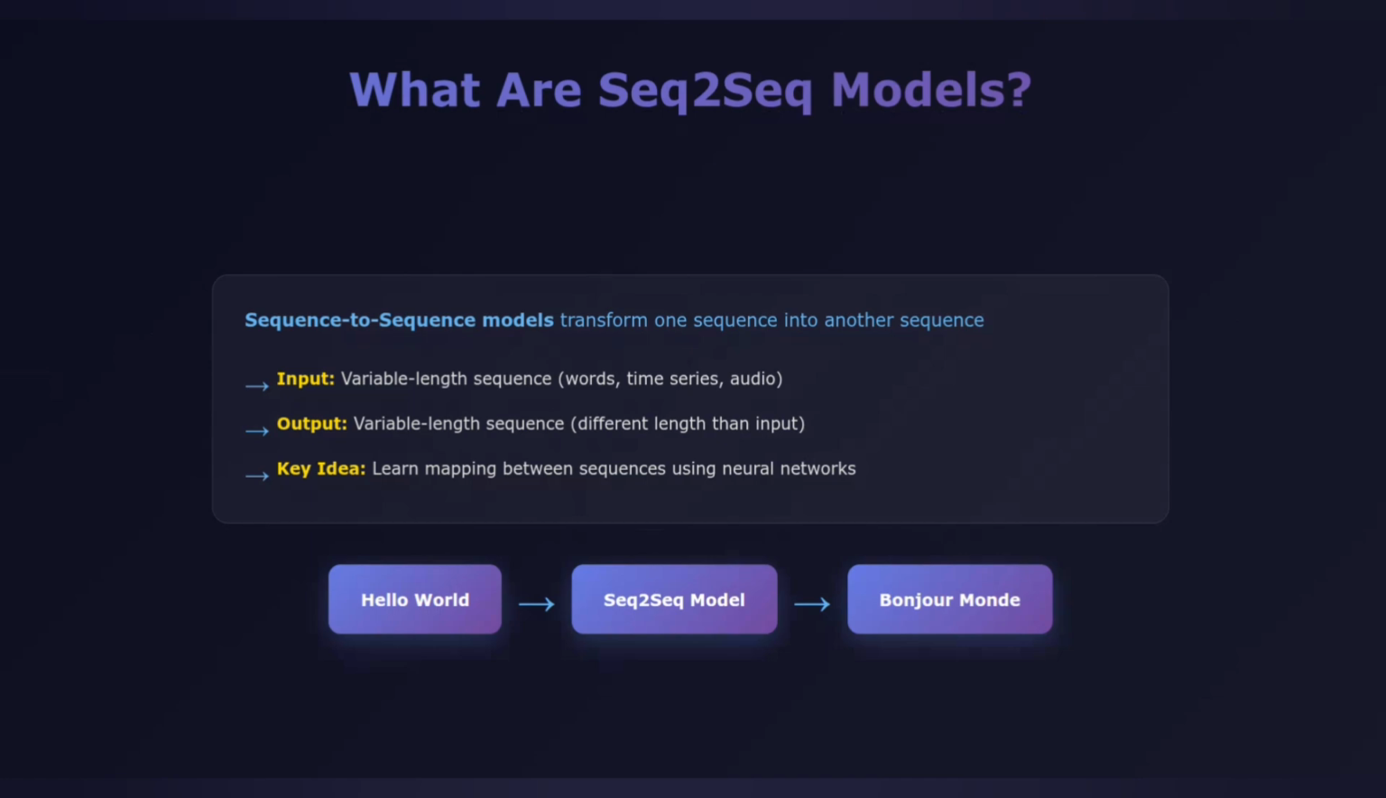The magic here is that the model learns this mapping automatically using neural networks. It figures out the complex relationship between input and output sequences through training. Seq2Seq models are used everywhere: machine translation, text summarization, chatbots, speech recognition, and so much more. Now you might be wondering, how does it actually work? Let's break down the architecture.